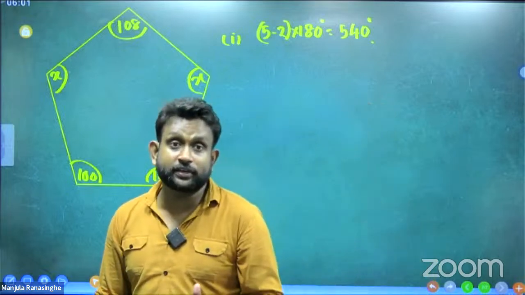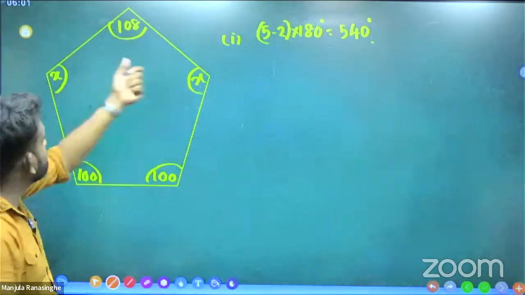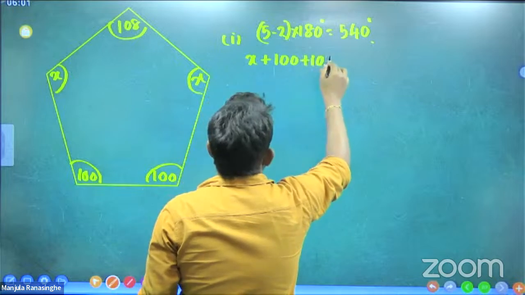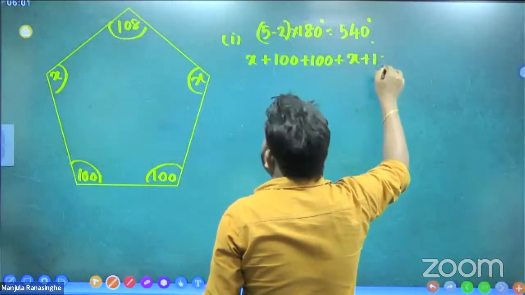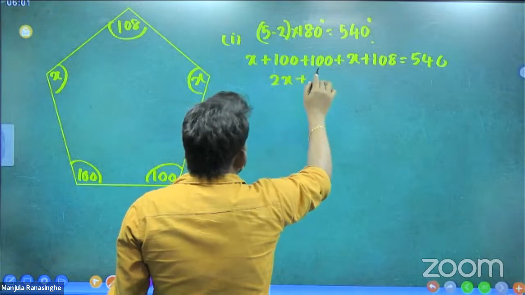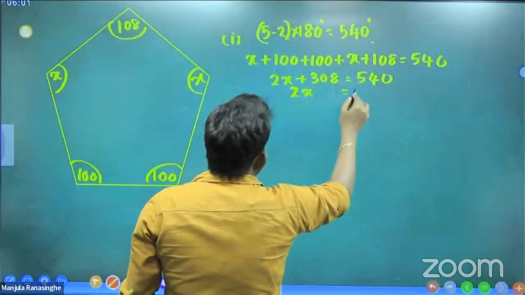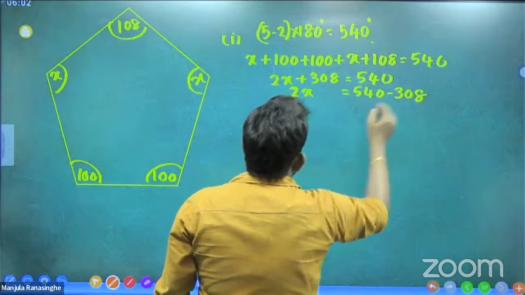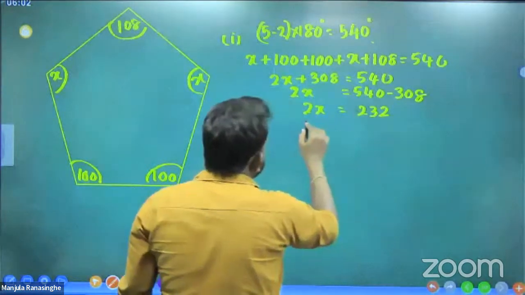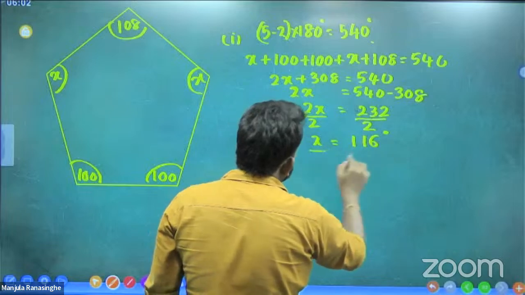If there are 6 sides, how do we get the answer? 6 minus 2 into 180. So now you know the interior sum of this polygon is 540. Then you add up all the angles and equate to 540: x plus 100 plus 100 plus x plus 108 equals 540. So 2x plus 308 equals 540. Then 2x equals 540 minus 308, which is 232. Divide by 2, then x equals 116 degrees.